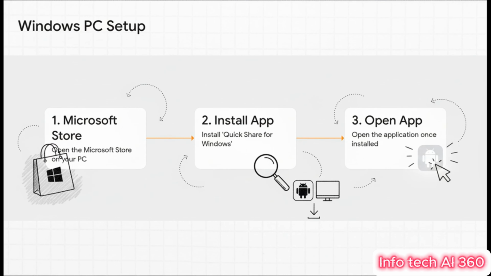Now, let's switch over to your PC. It's just as simple, I promise. Open up the Microsoft Store on your computer, search for the official QuickShare for Windows app, and hit Install. Once it's downloaded, just open it up. This is a one-time setup, so once you do this, you're golden. You won't have to think about it again.